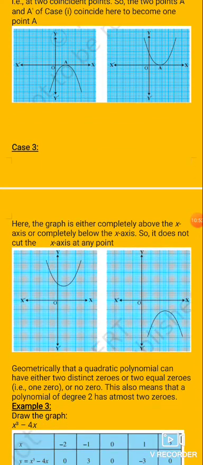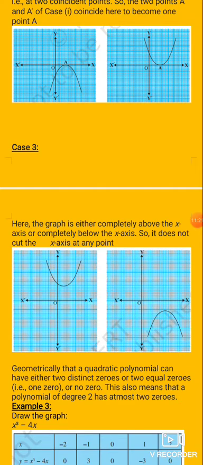Now geometrically, the conclusion is that a quadratic polynomial can have either two distinct zeros, or two equal zeros, that is 1, or 0, or no zero. This also means that a polynomial of degree 2 has at most 2 zeros. That word is important: at most 2 zeros. Sometimes 1 mark questions and also sometimes 2 mark questions come from this exercise, the first one.